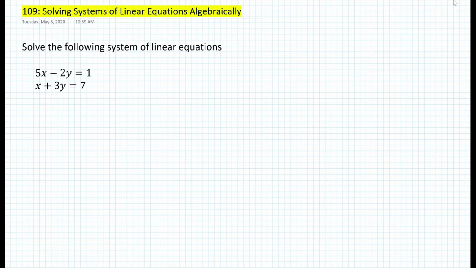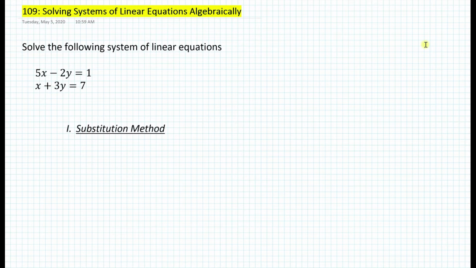So there are two ways to solve a system of equations algebraically. Let's discuss the first method first. It's called the substitution method. For the substitution method, the goal here is to take one of the equations, isolate one of the variables, and substitute it into the other equation.